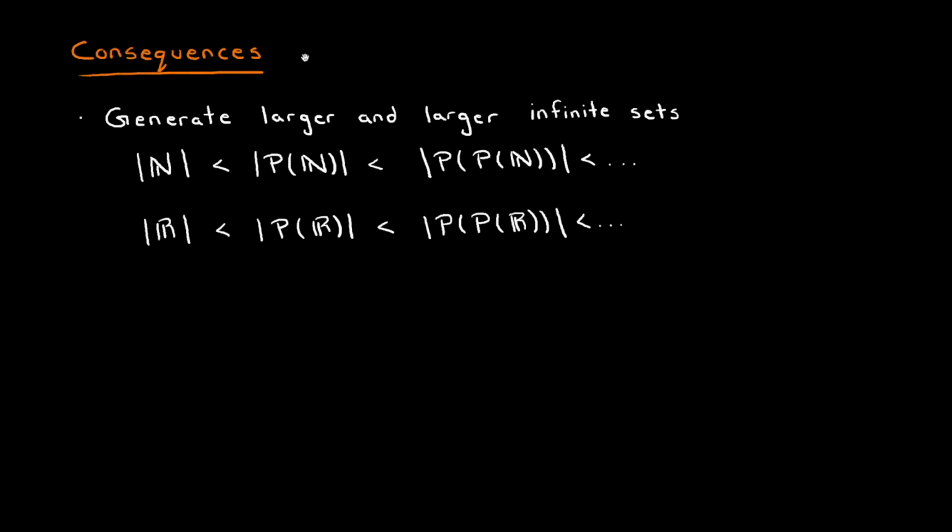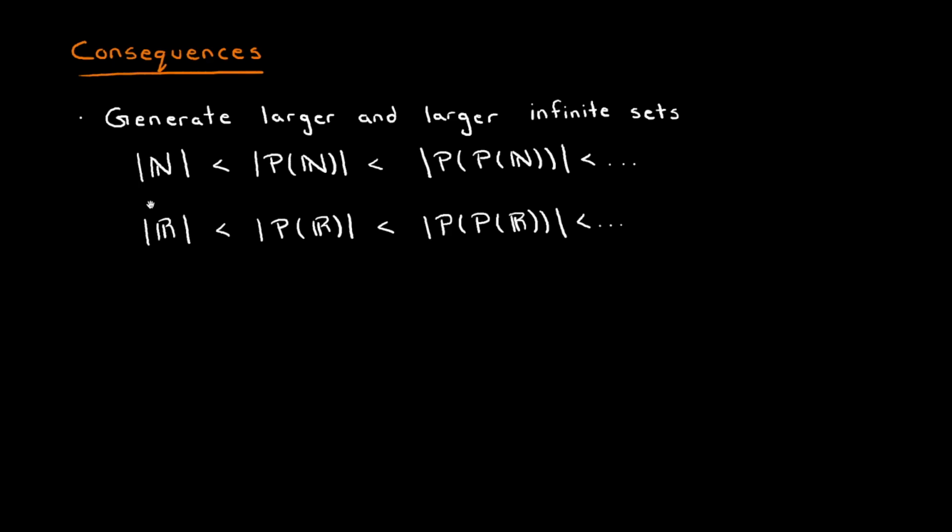Lastly, I would like to end with some consequences of Cantor's theorem. So Cantor's theorem gives us a way to generate larger and larger sets. And this gets very interesting when we look at infinite sets. So we start with the set of real numbers, and then we take the power set of that, which gives us an even larger set. Then we can take the power set again and get an even larger set. And so this is pretty cool.